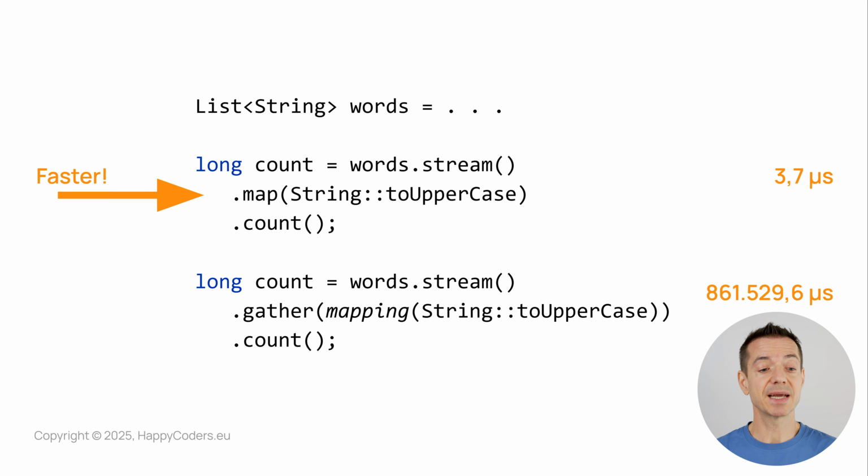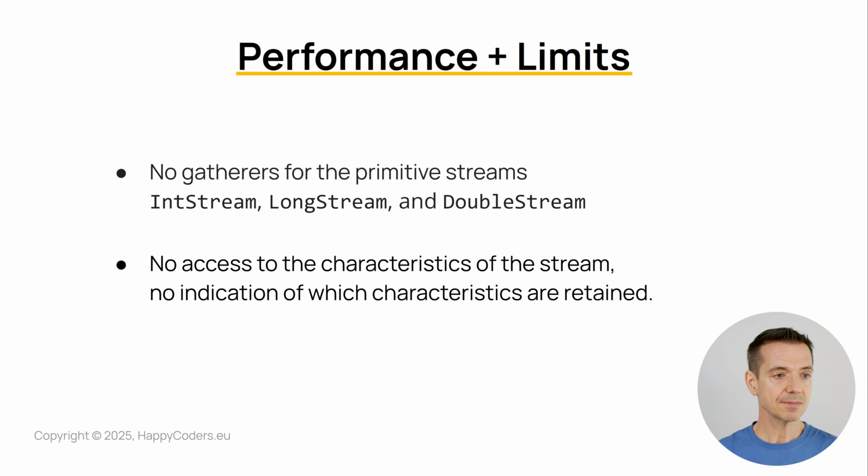By the way, you need to be careful if the map operation has side effects, which it shouldn't, but if it does, it would still be optimized away. In the second version, count does not know that our gatherer doesn't change the number of elements, and that's why unnecessarily its integrate method is called for every element. Both points mentioned here apply not only to stream gatherers, but also to collectors.